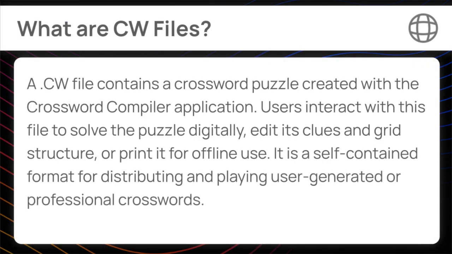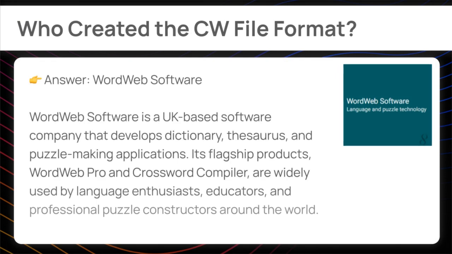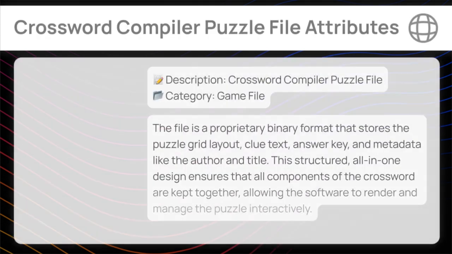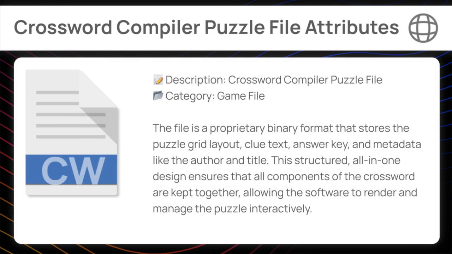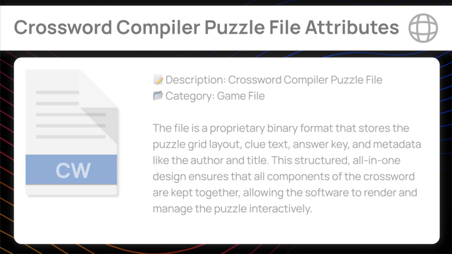A CW file contains a crossword puzzle created with the Crossword Compiler application. Users interact with this file to solve the puzzle digitally, edit its clues and grid structure, or print it for offline use. It is a self-contained format for distributing and playing user-generated or professional crosswords. The file is a proprietary binary format that stores the puzzle grid layout, clue text, answer key, and metadata like the author and title. This structured, all-in-one design ensures that all components of the crossword are kept together, allowing the software to render and manage the puzzle interactively.